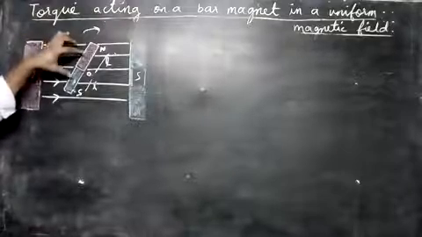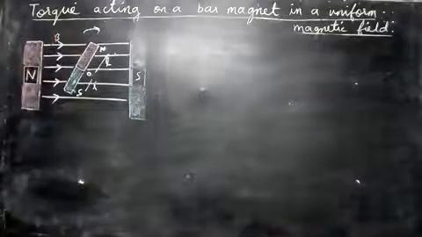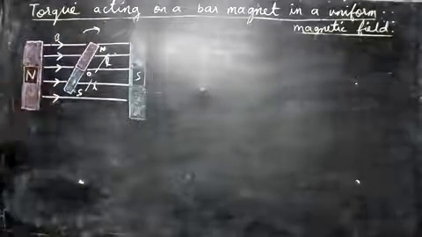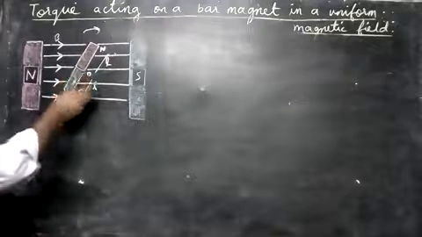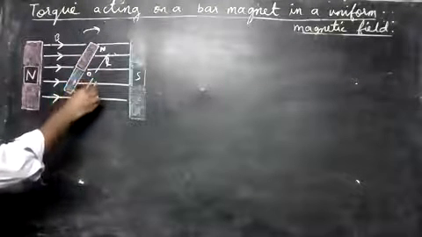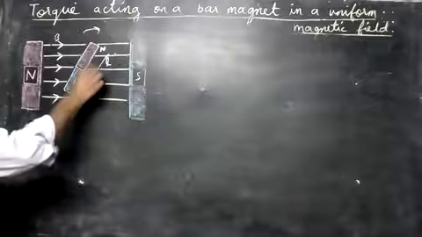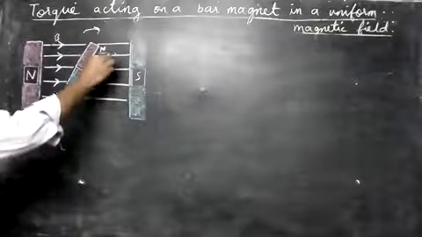Then we have another small bar magnet here. This is the north pole. This is the south pole of the magnet. We'll mark this midpoint as O. This is N, and this point is S. The length between O and S is L, and the distance between O and N is also L only.